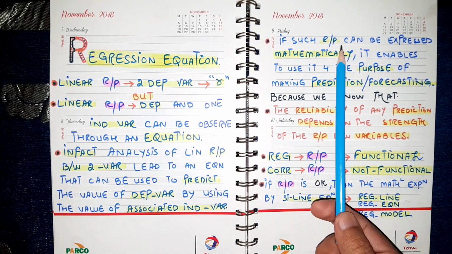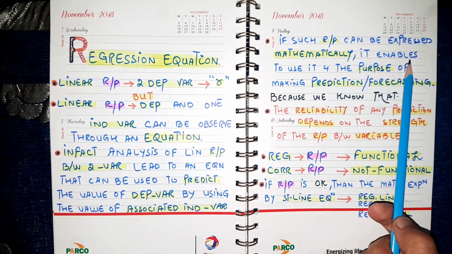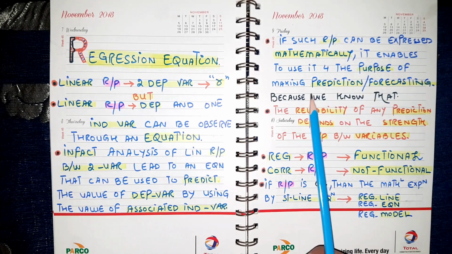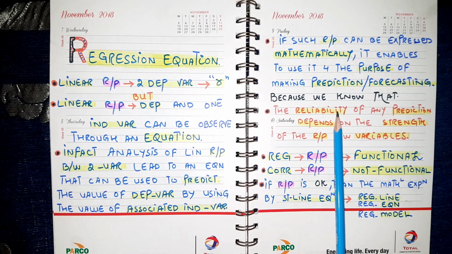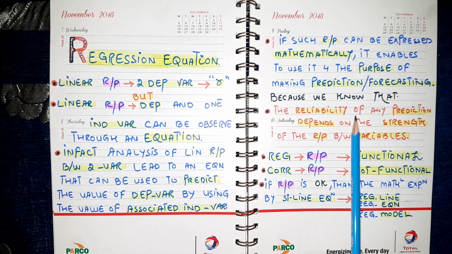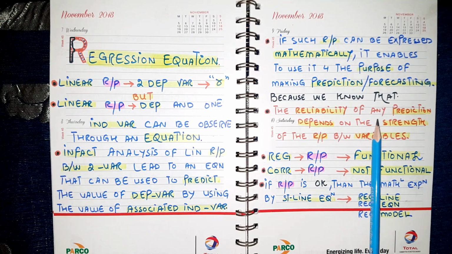And if such a relationship can be expressed mathematically, it enables us to use it for making predictions and forecasting, because the reliability, the stability, the consistency of any prediction depends on the strength of the relationship between variables. That is, if there is a strong relationship between the variables, predictions will be most reliable, and if there is a weak relationship between the variables, in such a case prediction will be less reliable.